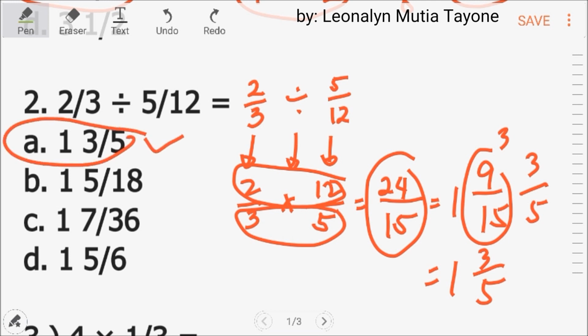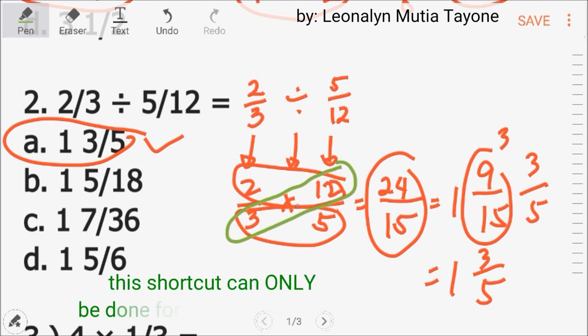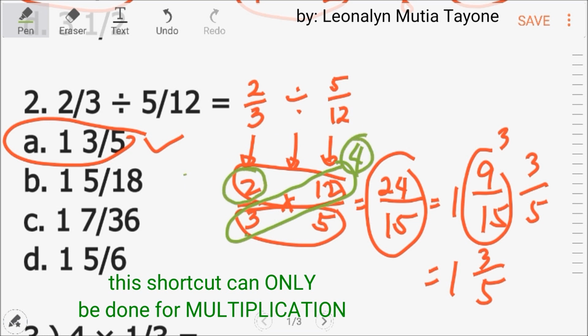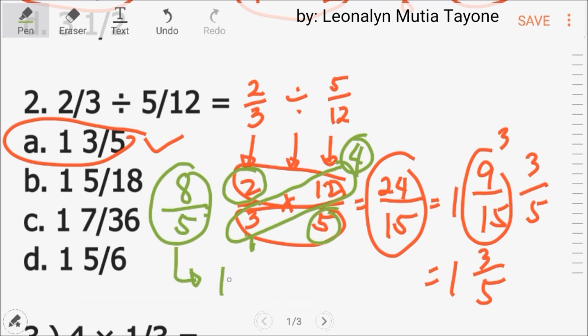Letter A. Another way is this. 12 and 3 can be divided or simplified, which gives 4. 12 divided by 3 equals 4. So we just multiply 2 times 4 equals 8. Then 5, since there is nothing left here, over 5. So 8/5 is equivalent to 1 and 3/5. So that's the shortcut. Letter A is the answer.